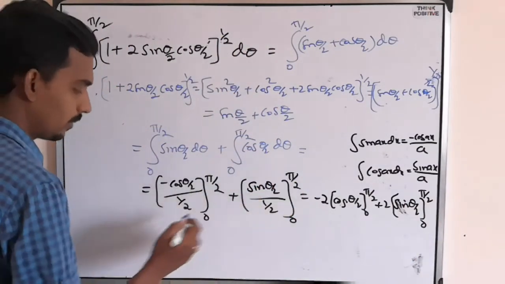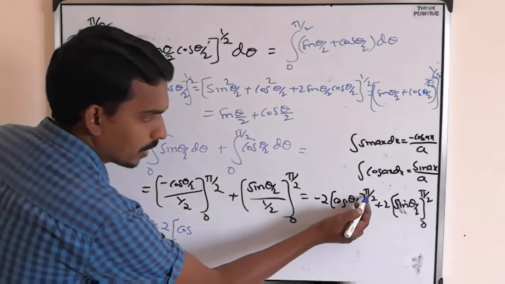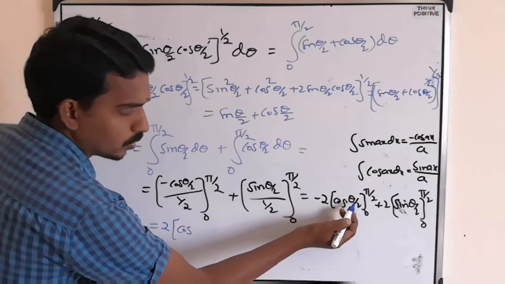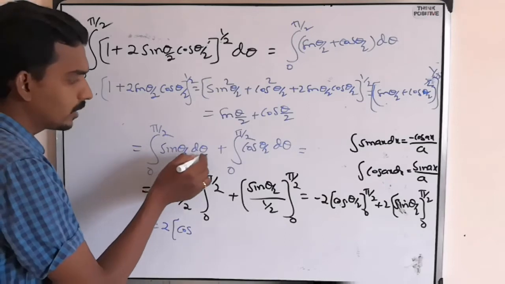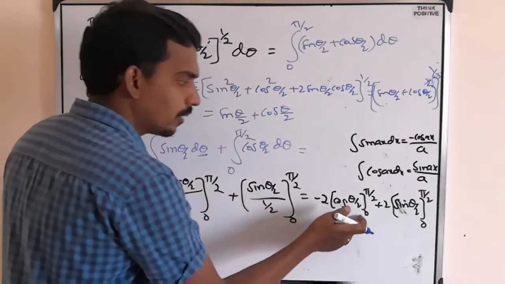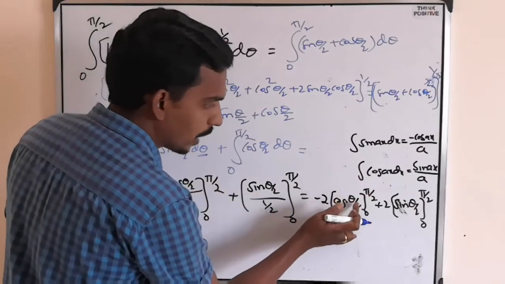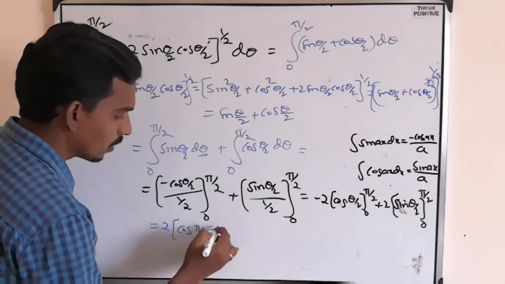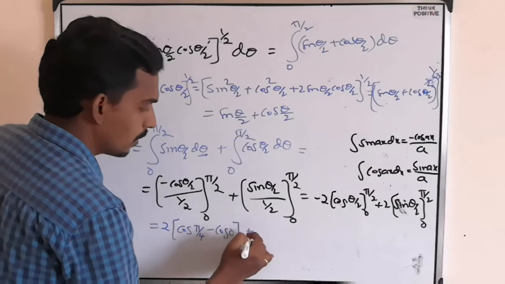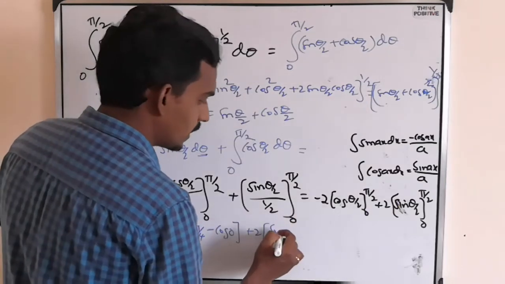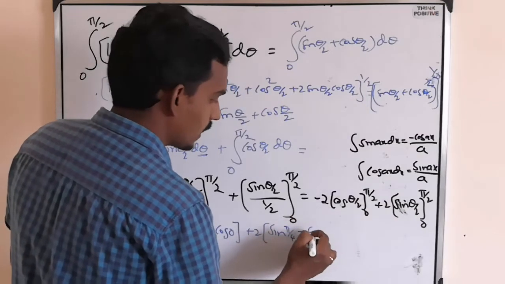Now, if you apply the limits, substitute the limits: the upper limit pi by 2, you have to substitute in place of theta. Why? Because you are integrating with respect to theta. So the limits you have to substitute in place of the variable. So here theta becomes pi by 2 by 2, so pi by 4, minus cos of the lower limit 0.